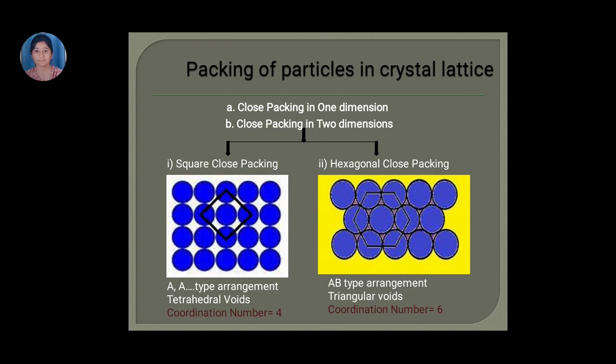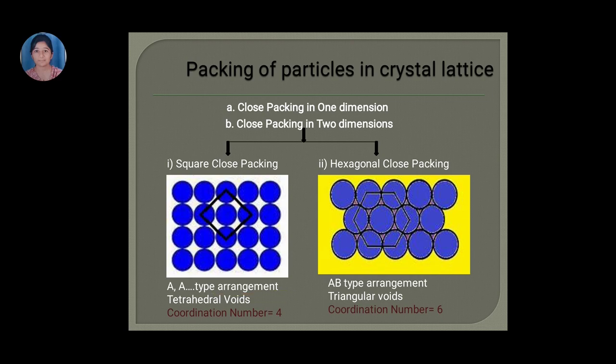Now why is it called AA type of arrangement? That's because if we consider this series to be of kind A, the second series is exactly similar to that kind, because the way the first series is arranged, the second series is arranged in the same way over it or below it. So they are the same, they look alike, they are arranged in the same manner. That is why this square close packing arrangement is called AA type of arrangement.